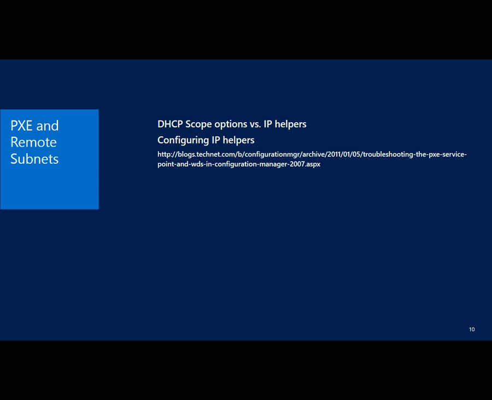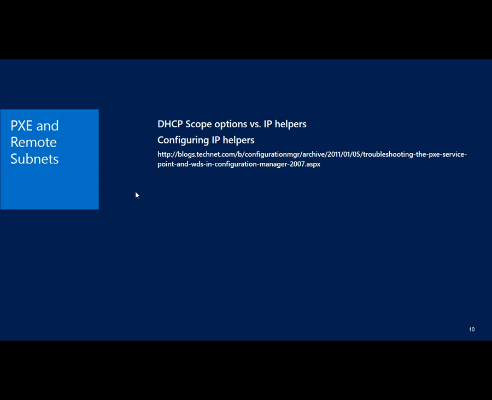If you want to understand how to configure IP helpers, it's not a Config Manager thing, it's a networking thing, right? And this is a 2007 discussion, but it's the same kind of thing in 2012. So this is a good place to start. I didn't find a lot of discussion about configuring IP helpers on the web, but if you have a networking person, they probably know how to do it. All right, but that's a good place to start.